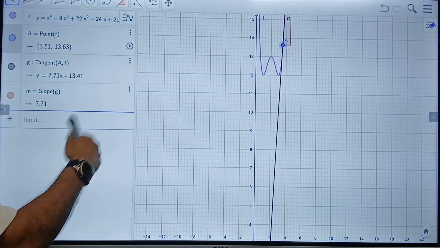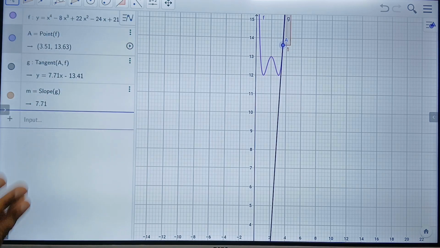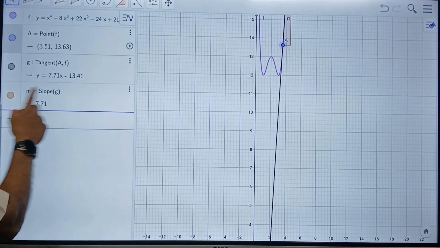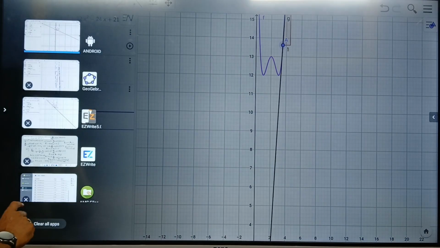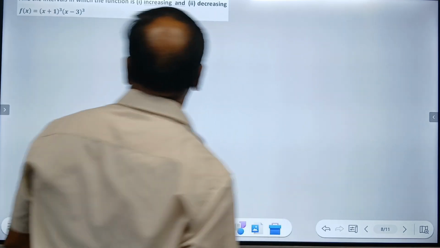So visually you can see, otherwise it's very difficult to imagine a graph of x power 4. So this helps you to understand things better. I hope it's useful to you. Okay, now let's go to the next question.